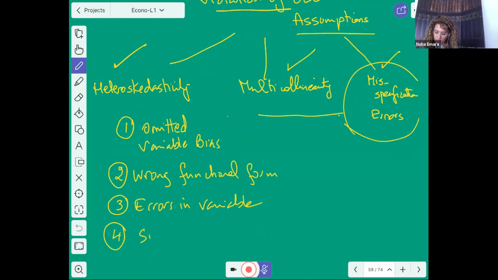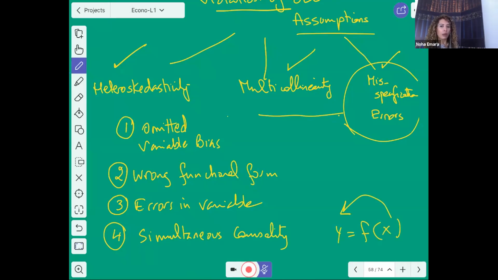And number 4, simultaneous causality. Every time we're saying that y is a function of x, so x affects y all the time. Since the beginning of the semester, I was all the time talking about x as being the independent and y as being the dependent variable. Now, when I talk about simultaneous causality, how about that y can also affect x? So we will be talking about a possible econometric problem that can arise from the two-way causation. X affects Y, but also Y affects X. So I have to take this into my consideration.